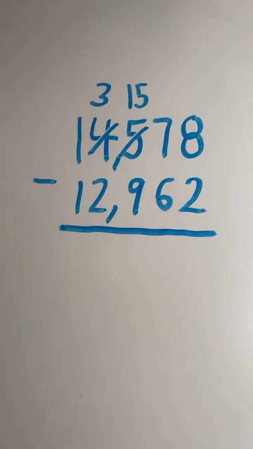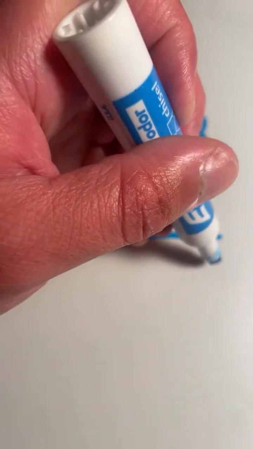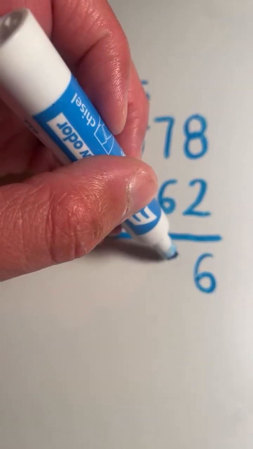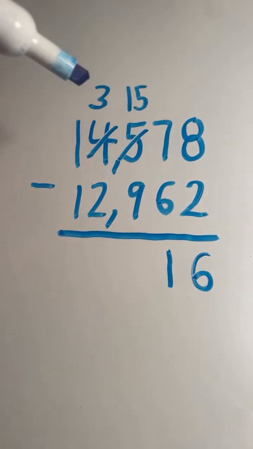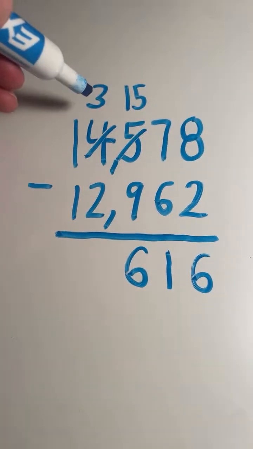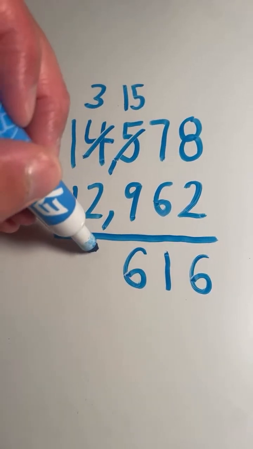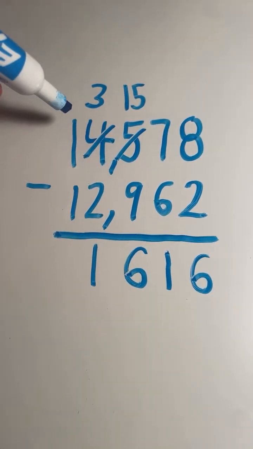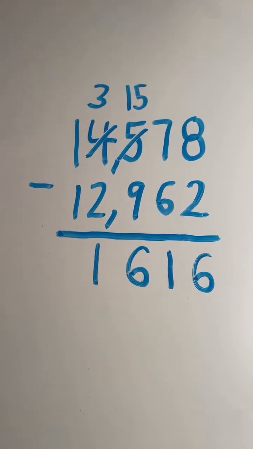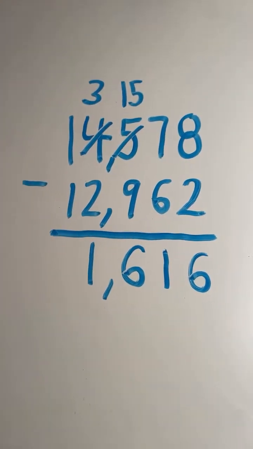So once we get to the subtraction, we always start in the ones place. We're going to start with 8 minus 2. 8 minus 2 equals 6. 7 minus 6 equals 1. 15 minus 9 equals 6. 3 minus 2 equals 1. 1 minus 1 equals 0. We could put a 0 there, or we could just leave it blank. Either way, it doesn't change the value of the number. And we have our final answer.